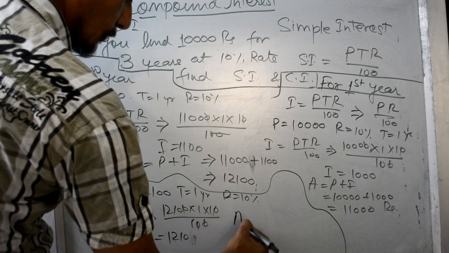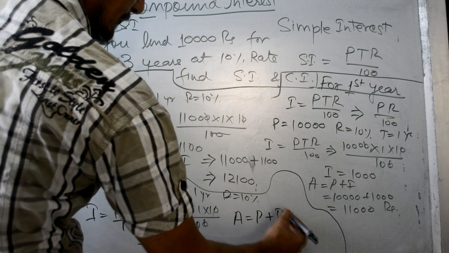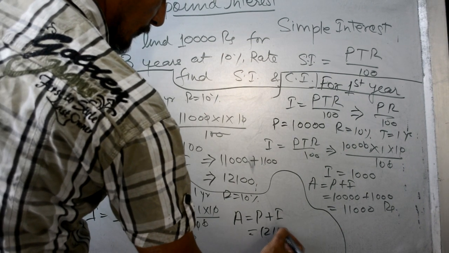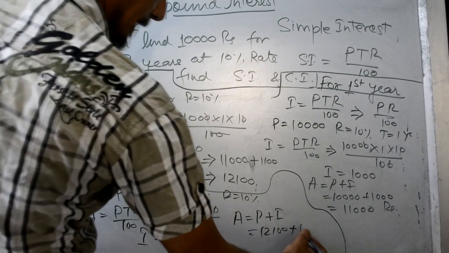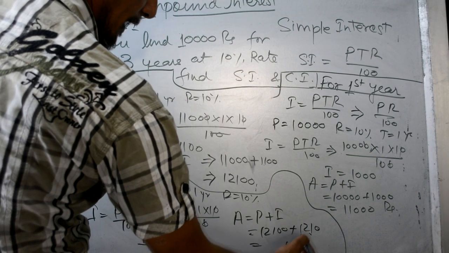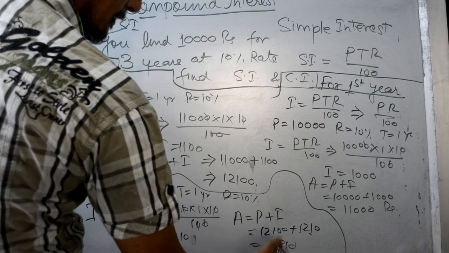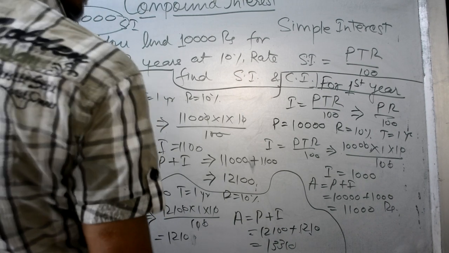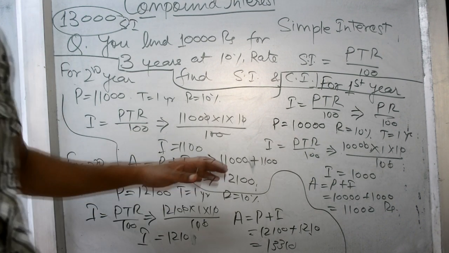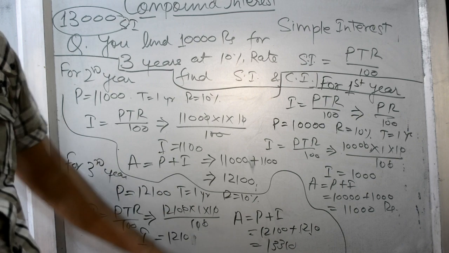Now the amount would be principal plus interest. Principal was taken as 12,100 rupees, 12,100 rupees plus 1,210, which gives 13,310 rupees. Like this, we have seen you can solve this question accordingly.